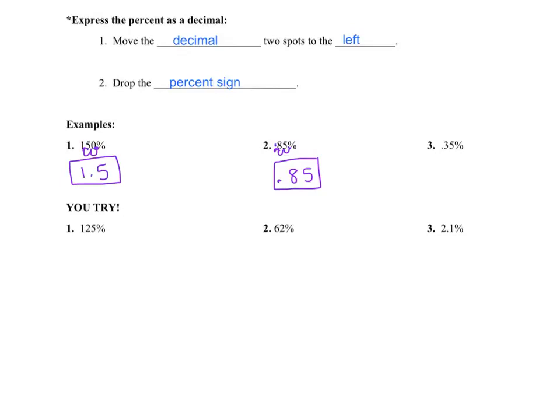Now let's look at number 3. It says 0.35%. I'm actually going to rewrite this.